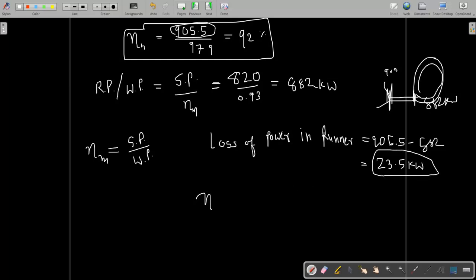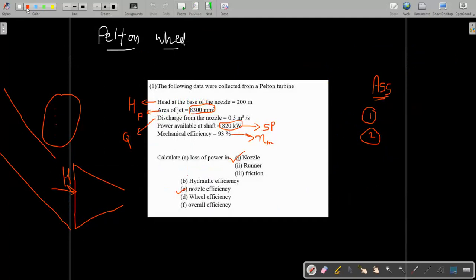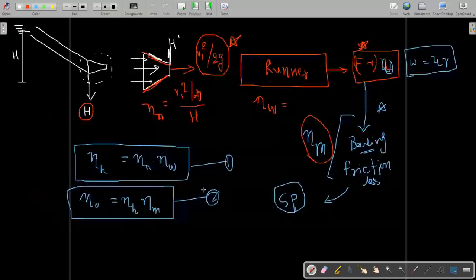So what is the efficiency of the wheel or runner? Wheel efficiency is power output at the wheel divided by power input at the wheel. Okay, so when you solve this, you will come to know this answer is 97.4%. So up to now we have found the power loss in the runner or wheel, and the wheel efficiency also. Now we have to find hydraulic efficiency.